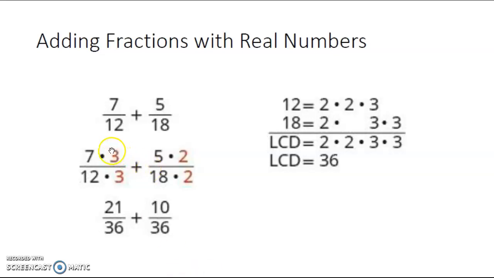Now that means that the fractions would need to change. So this 12 needs to be changed into a 36 by multiplying by 3. Therefore, we multiply the numerator by the same thing. The 18 needs to be changed into a 36 by multiplying by 2. So the numerator has to also be multiplied by 2. We're always multiplying the same thing in top and bottom of each fraction. After we multiply, we have 21 over 36 plus 10 over 36. These fractions are equivalent to the original fractions. They are just not simplified. But now we can add them together, and we would get 31 out of 36 as the sum.